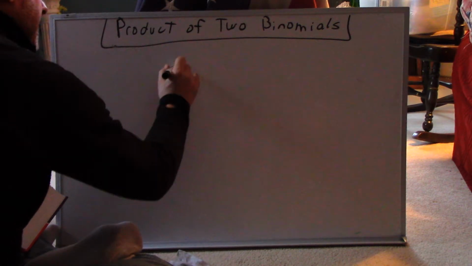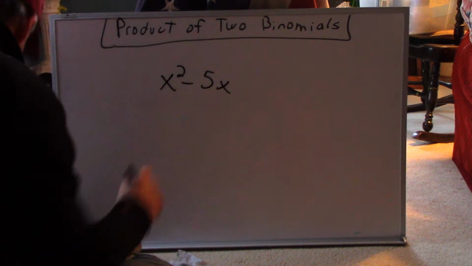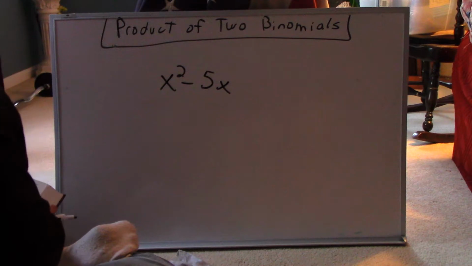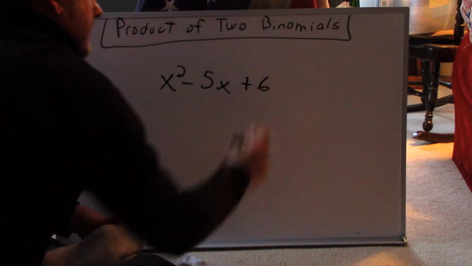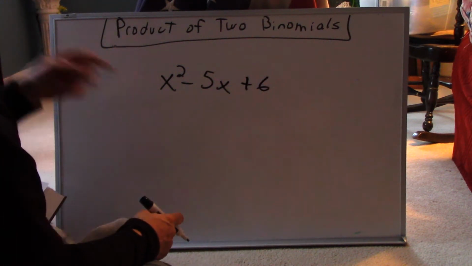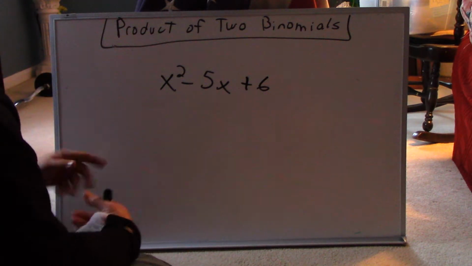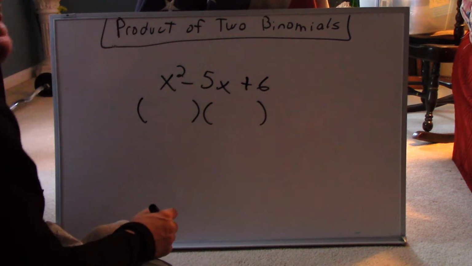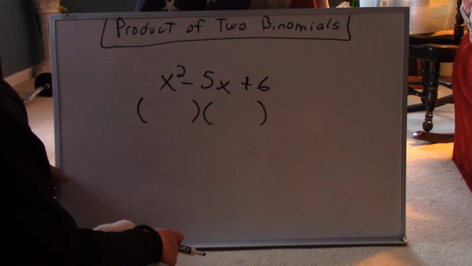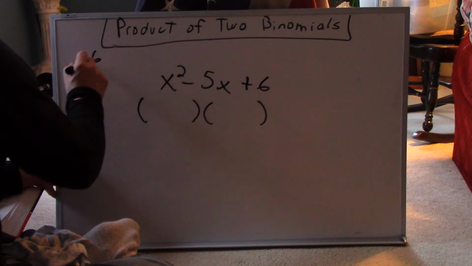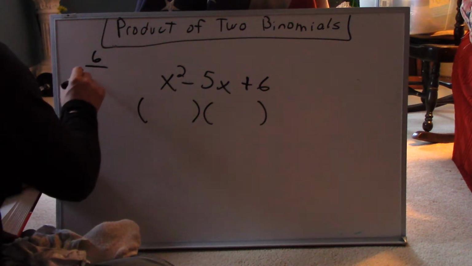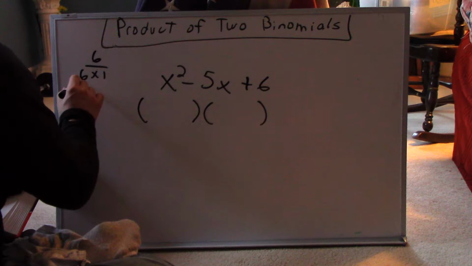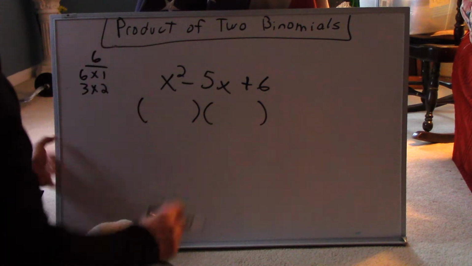Here's one. This is a classic one. All right. Now we have subtraction and addition, so it's a little different. What are the factors of 6 that if I add or subtract will give me 5? Now, let me write the factors of 6 over here. What numbers can I multiply to get to 6? Well, 6 times 1, right? 3 times 2. Those are the factors.